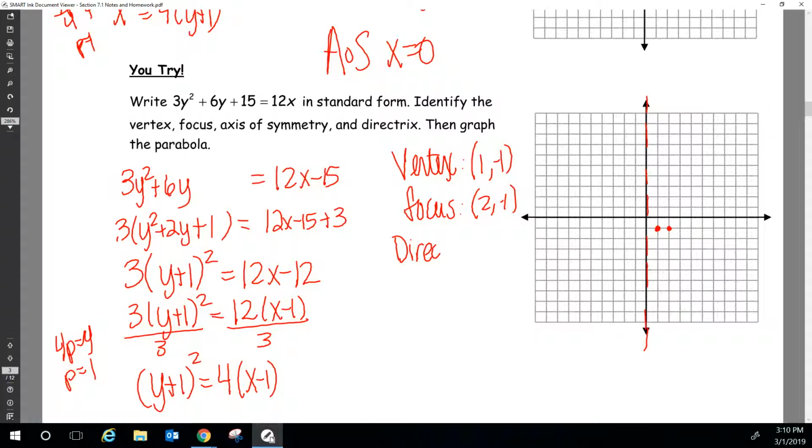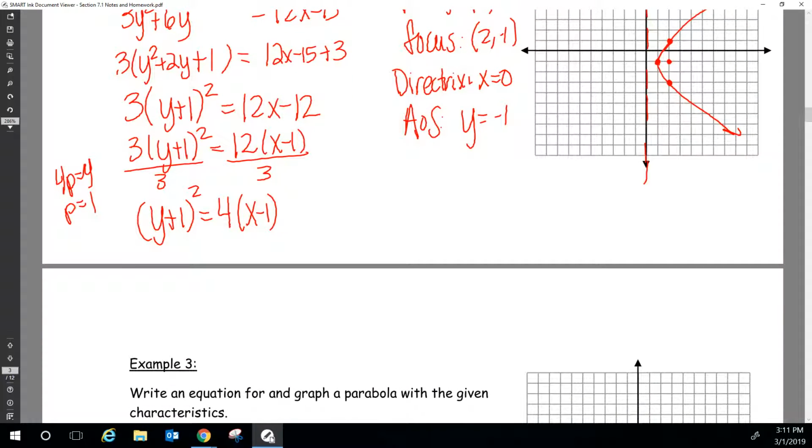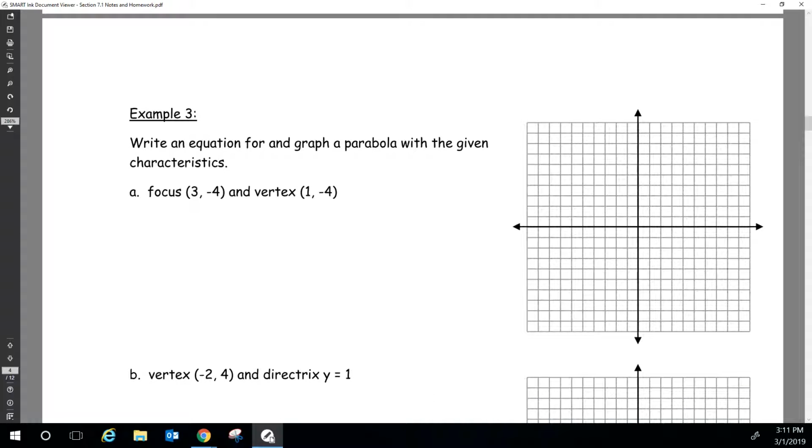Directrix is at x is equal to 0. Focal width is 4, so we'll do 2 up and go down 2 on that focus, draw the curved parabola. And so the axis of symmetry that cuts this guy in half is going right through that y-axis at -1. And that is it for example number 2. Come back and we'll work on example number 3.